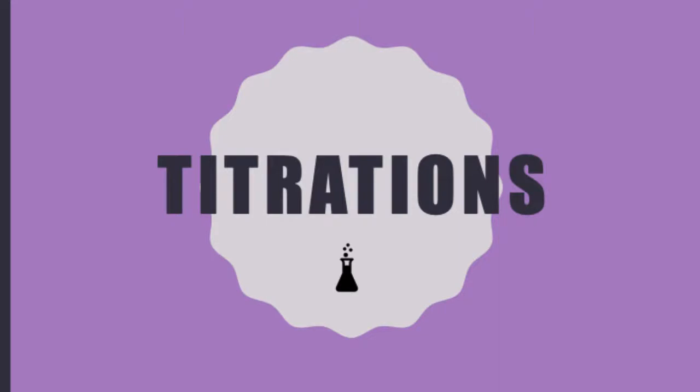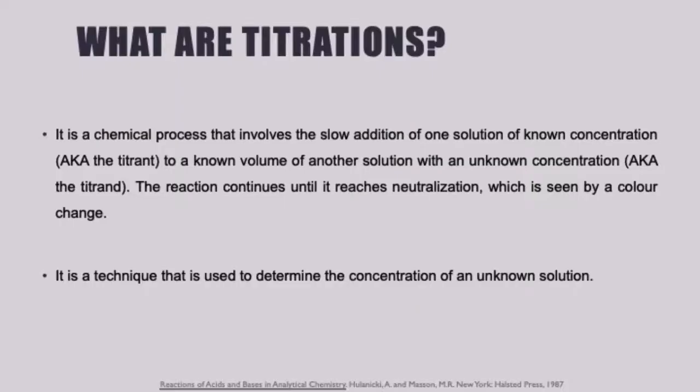Today's chemistry lesson will be on acid-base titrations. Acid-base titrations are chemical processes that involve the slow addition of one solution of a known concentration, aka the titrant, to a known volume of another solution with an unknown concentration, aka the titrand or the analyte. The reaction continues until it reaches neutralization, which we observe as a color change. We use this technique to determine the concentration of unknown solutions.